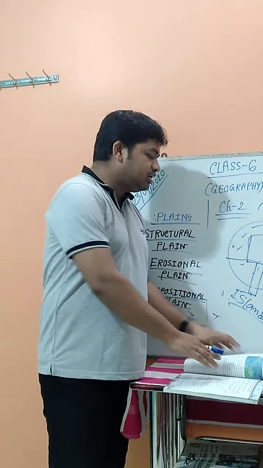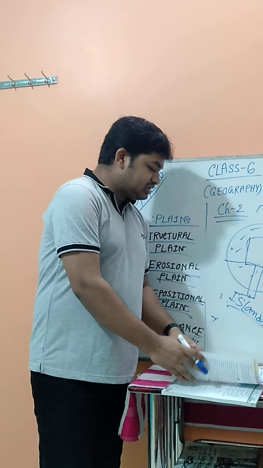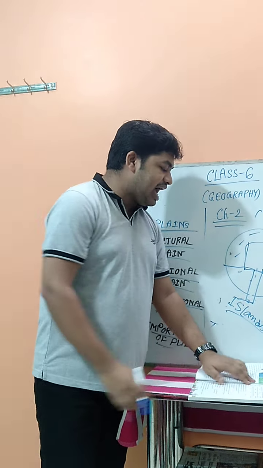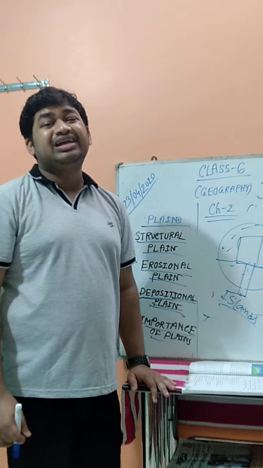And the last one is the isthmus. The isthmus is a narrow strip that connects two big landmasses.